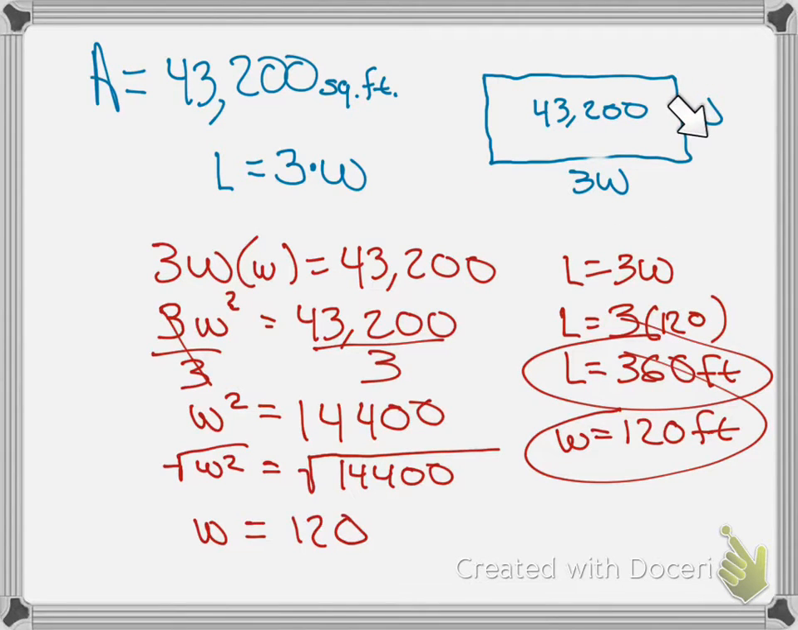And you could check by multiplying this times this. When you do, if you got the right answer, you should get that area. And I think you do. Yep, you do. That's how you check it. Length times the width should give you the area they were talking about originally.